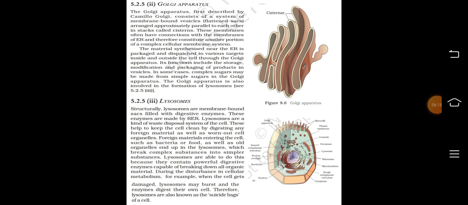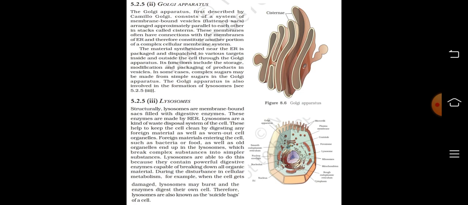Of endoplasmic reticulum. Lysosomes are a kind of waste disposal system of the cell. These help to keep the cell clean by digesting any foreign material as well as worn out cell organelles. Foreign materials entering the cell, such as bacteria or food, as well as old organelles, end up in the lysosomes, which break complex substances into simpler substances.